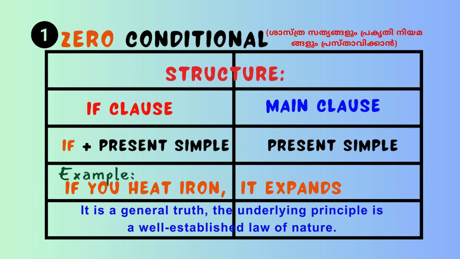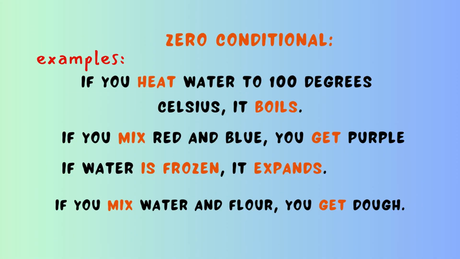The first one is zero conditional. Structure: if clause, if along with the simple present. Main clause, simple present. For example, if we heat iron, it expands. It's a general truth. The underlying principle is a well-established law of nature. Let's dive into some more examples, shall we?